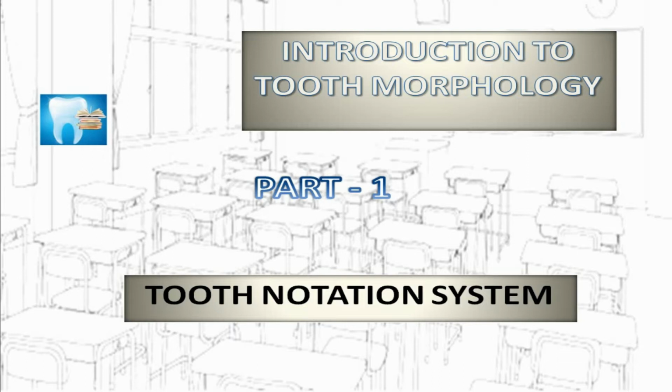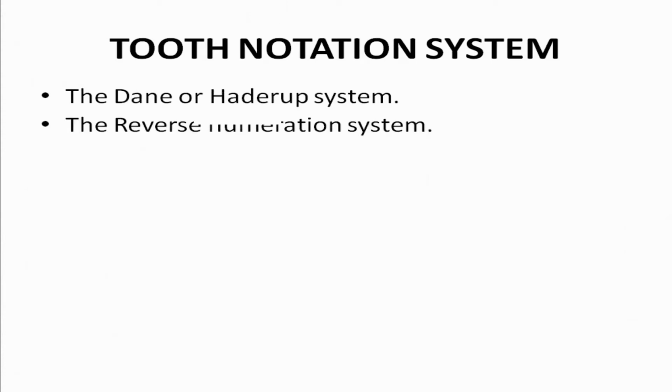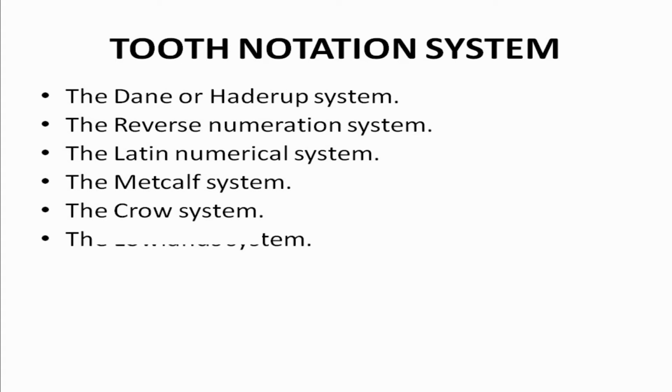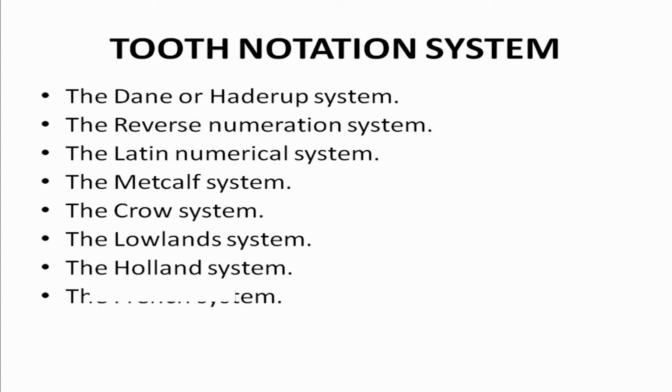Today in this video I would like to talk about tooth notation systems. From ancient days we have had so many tooth notation systems: the Dane or head rub system, the reverse numeration system, the Latin numerical system, the Metcalfe system, the Crow system, the Lowland system, the Holland system, the French system, and the Dutch system.